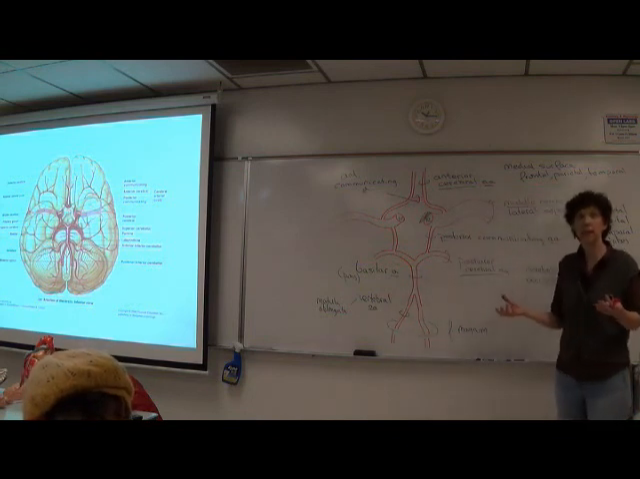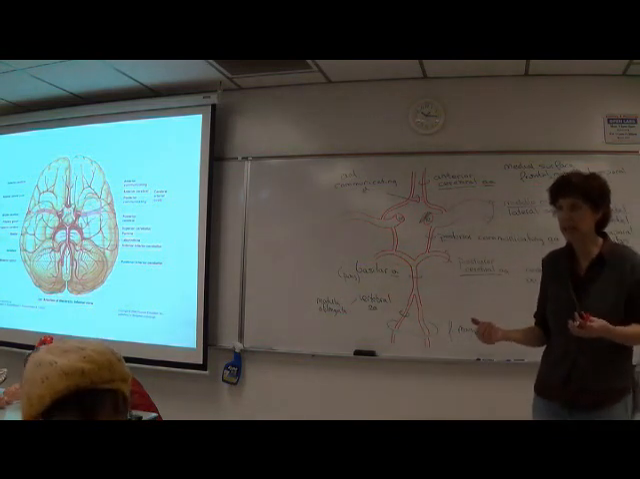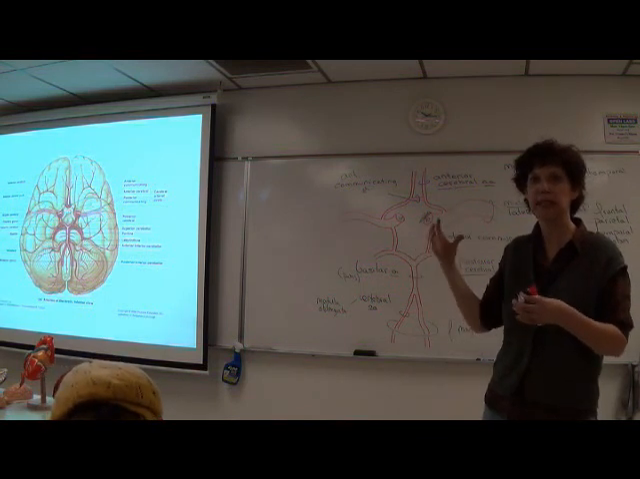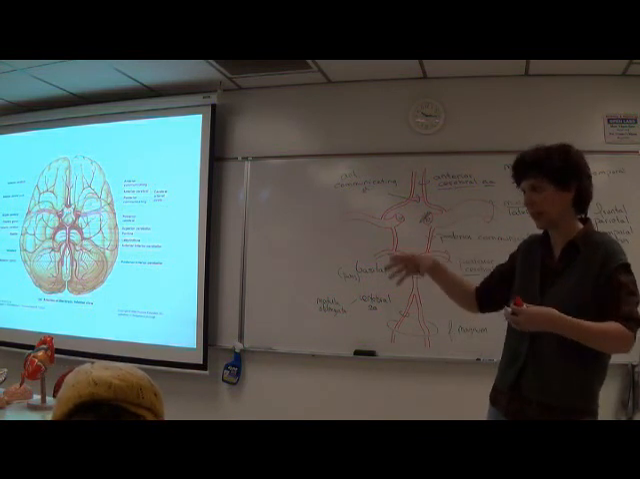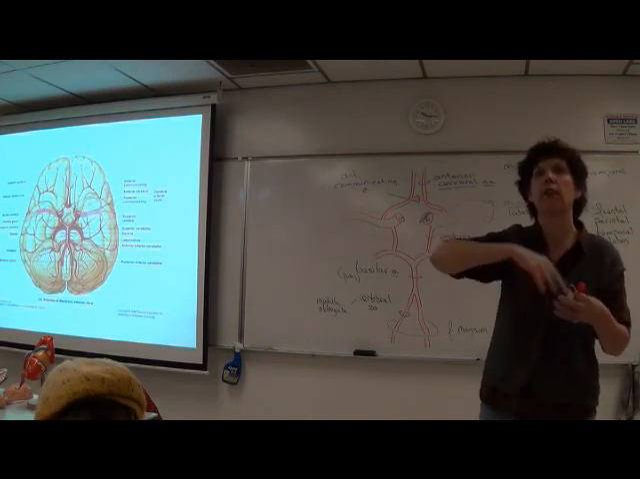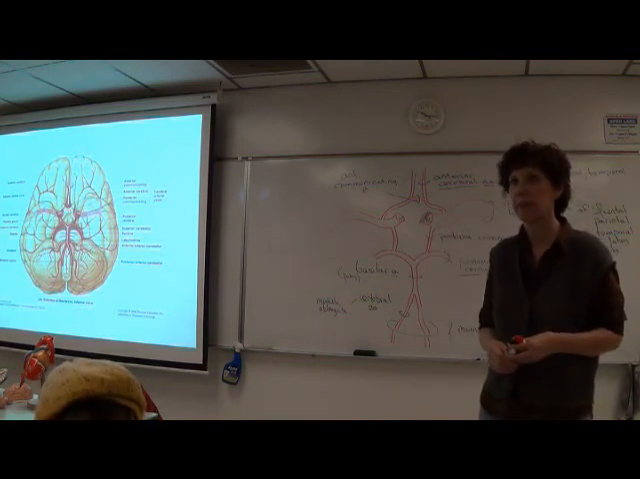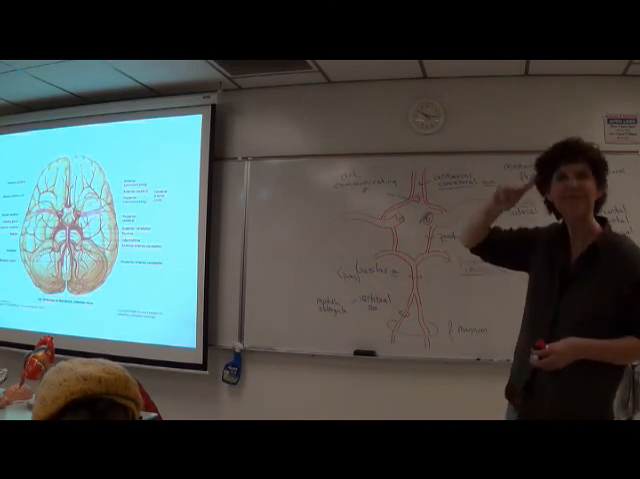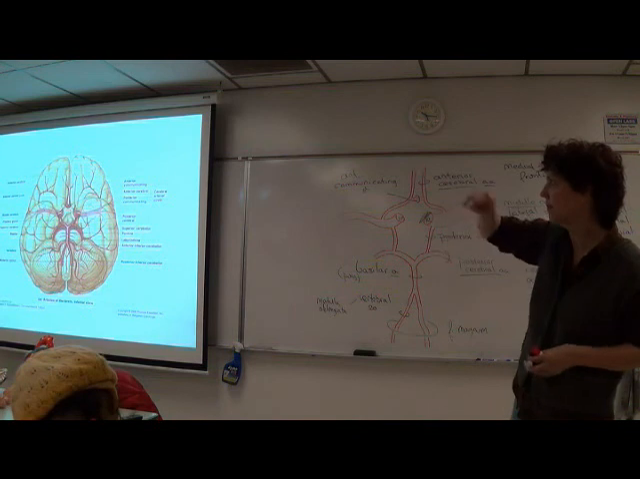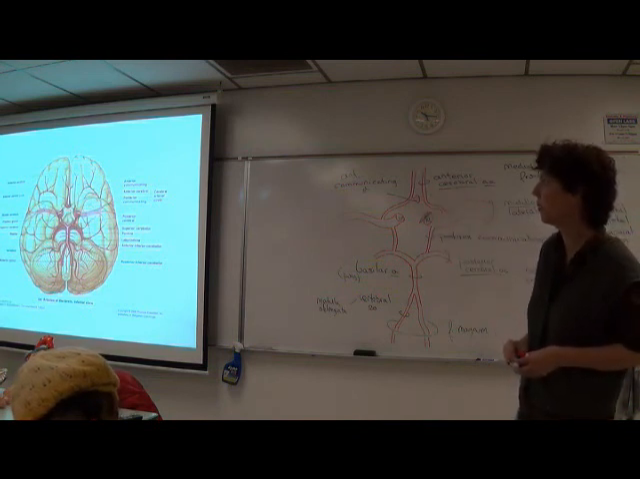So this is an anastomosis. Remember how I talked about the heart not having an anastomosis? This would be not a true anastomosis as far as the ends of the arteries being connected, but at least an anastomosis where we have vessels connected that can overcome a block. So it's called a cerebral circuit. The old name is the Circle of Willis because it can form this circle at the base of the brain.